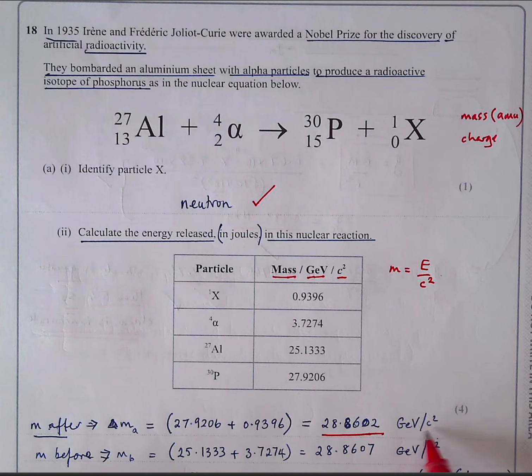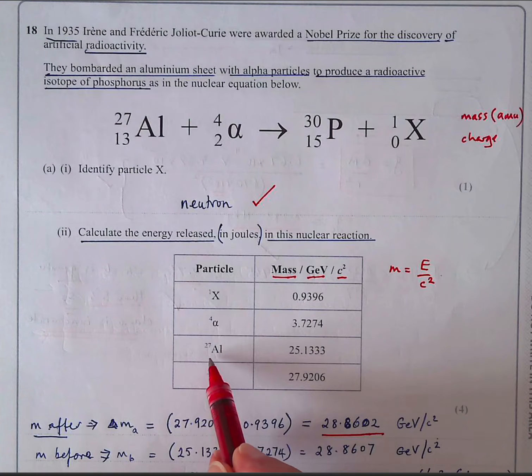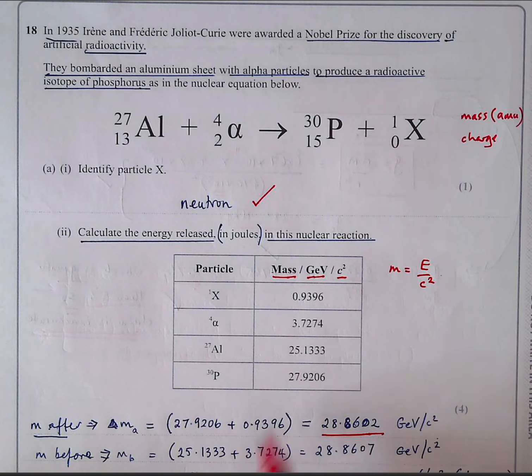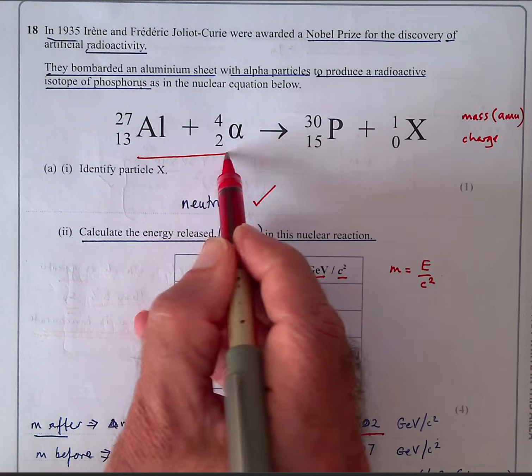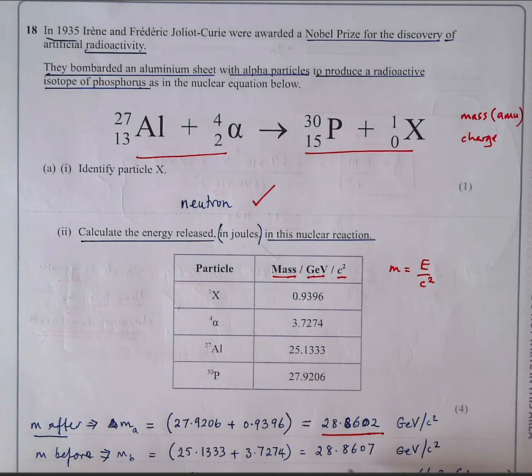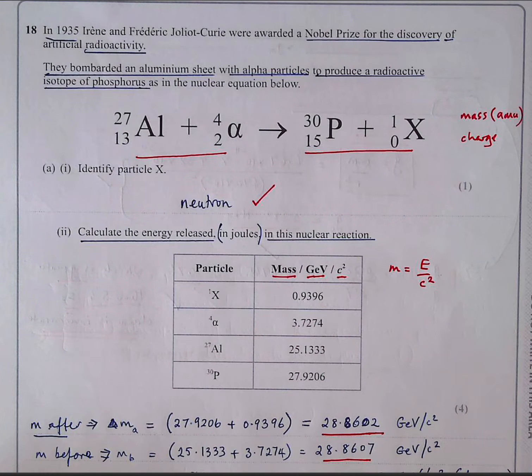So the mass afterwards adds up to 28.8602 mass units. Don't worry about the units. And the mass before, which was the aluminium and the alpha: once you've got the aluminium, you add 25.133 to 3.7. So these two are on the left-hand side of the equation, and this is after, on the right-hand side of the equation. You'll notice that the fourth decimal place on the right-hand side is 5 bigger than the left-hand side. So 1, 2, 3. Oh, I put 1 too many. So that comes out.